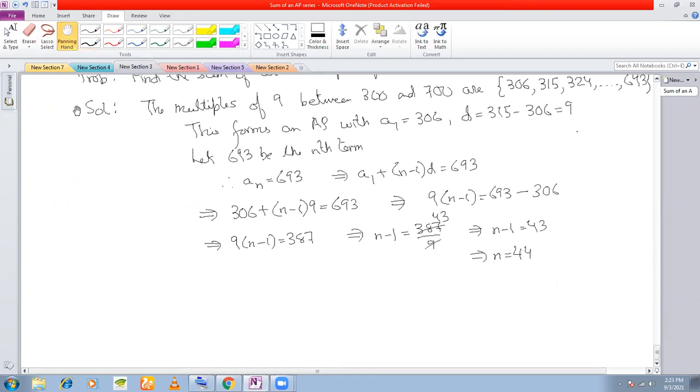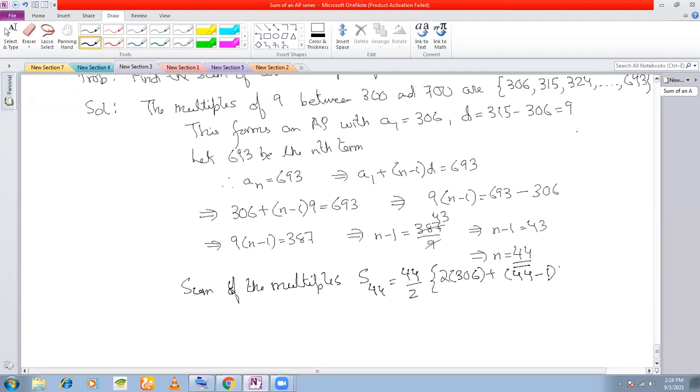So therefore, what is the sum of all the multiples of 9 between 300 and 700? We have to sum up till 44 terms, right? So S44 is equal to 44 divided by 2 times twice A1, here A1 is 306, plus 44 minus 1 into d. D is 9. Okay, so I'm not calculating. You can calculate on your own. So this is how you find out the sum of all the multiples. Okay, so I'll stop here then.